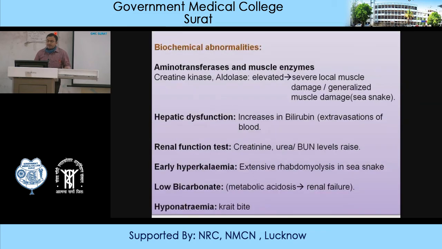Biochemical abnormality: aminotransferase and muscle enzymes, creatinine kinase and aldolase are elevated due to severe local or generalized muscle damage. Hepatic dysfunction with increased bilirubin due to extravasation of blood. In renal function tests, creatinine and urea are raised, with early hyperkalemia due to blood loss and extensive rhabdomyolysis in sea snake bite, low bicarbonate, renal failure, and hyponatremia due to Krait bite.